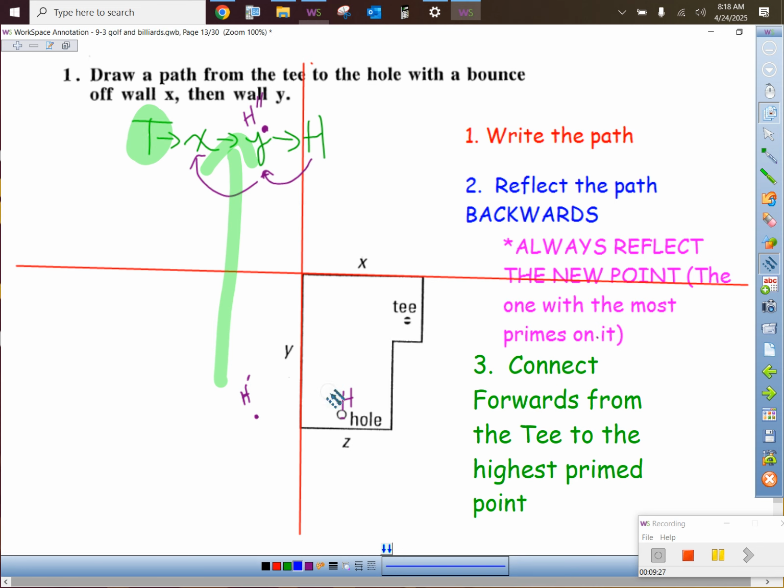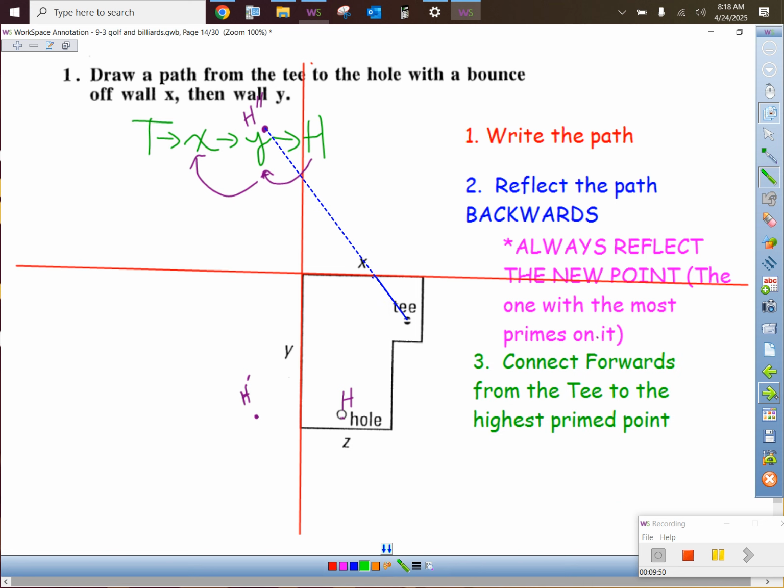If I connect, I was trying to get that straight edge from here to here, that's not going to happen. There's no way that's going to happen. The ball isn't going to go to H double prime. Why isn't it going to go to H double prime? What's going to happen right here, man? It's going to hit the wall, and what should happen? It should bounce off of it.